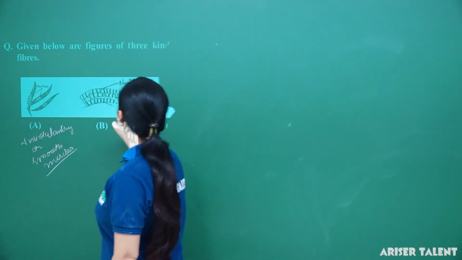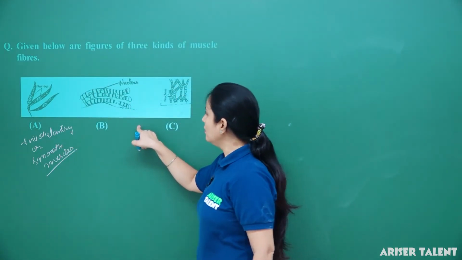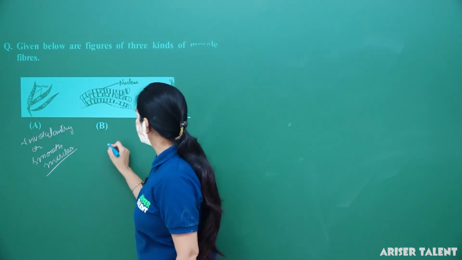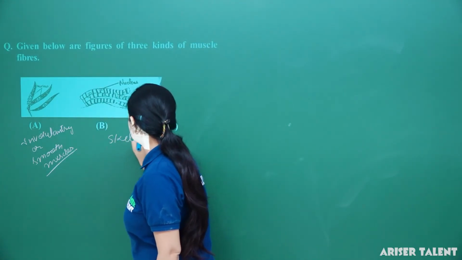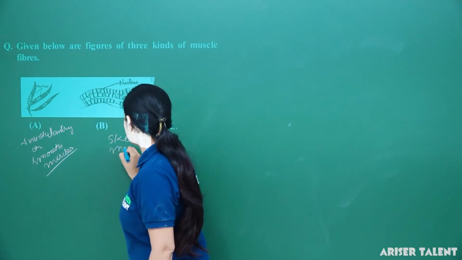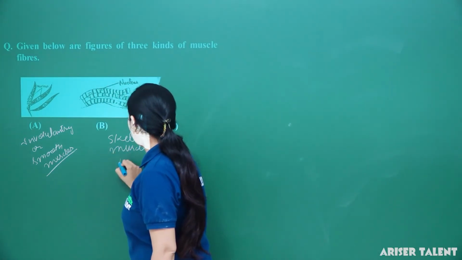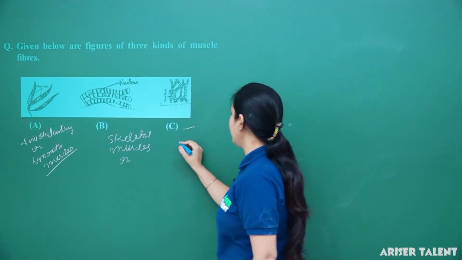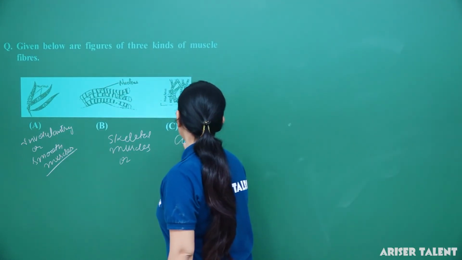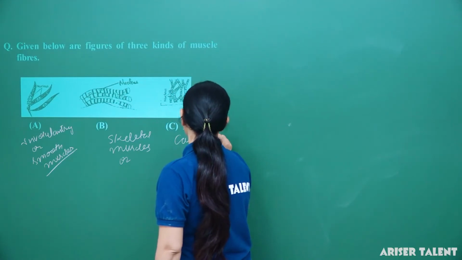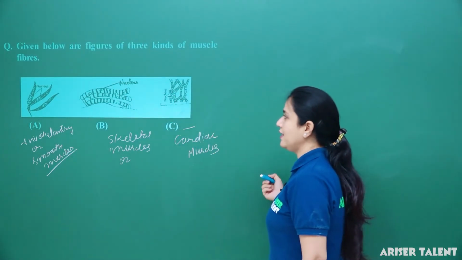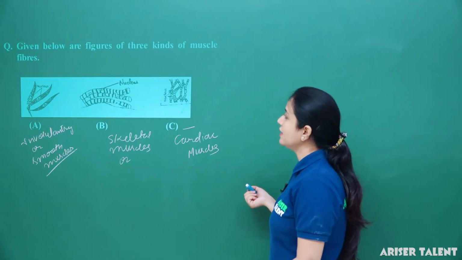Okay. Structure B, we can see multiple nuclei are there, and these are skeletal muscles or voluntary muscles. These are branched and uninucleated, and these are cardiac muscles. Okay, so we have identified the types of muscles here.